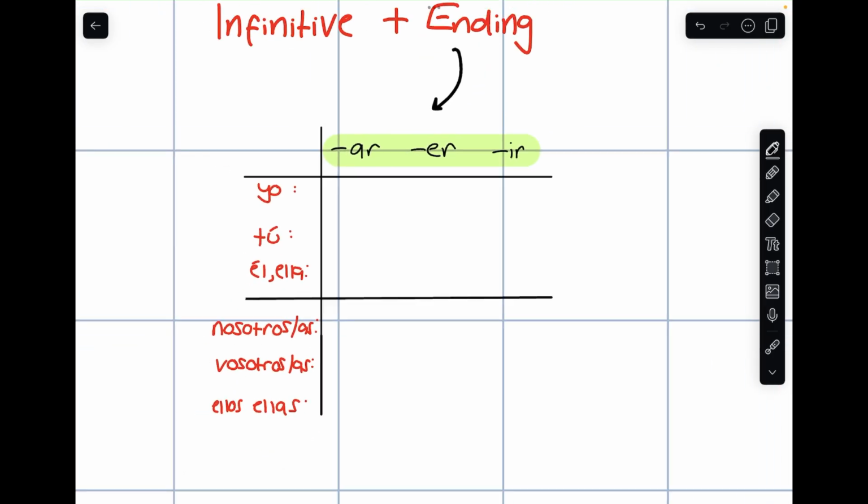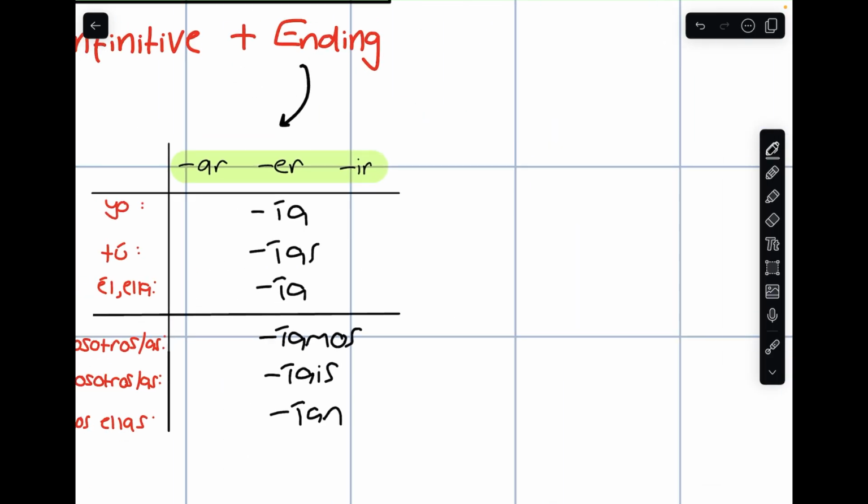So, those endings are ía, ías, ía, íamos, íais, and ían. So if I wanted to say we would eat, I take the whole verb to eat, comer, and I add on the we ending, which in this case is íamos. So my verb becomes comeríamos. If I wanted to say they would go, I take the whole infinitive to go, ir, and I add on the they ending, which in this case is ían.